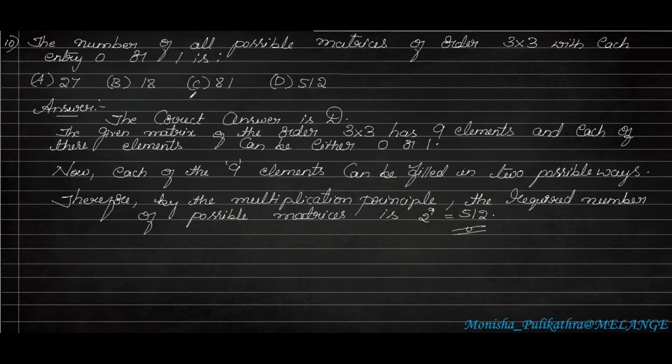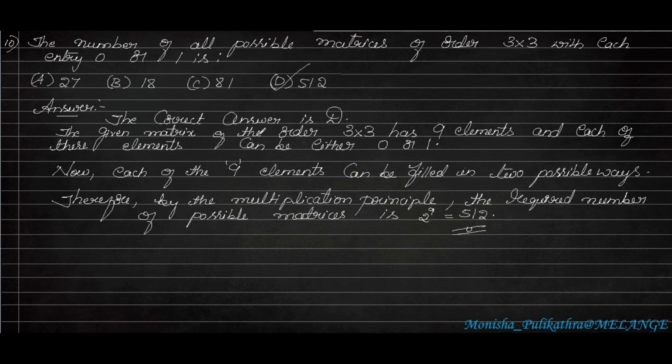Moving on to the last question of this session. Here, the number of all possible matrices of order 3 into 3 with each entry 0 or 1 is. Okay, there will be a 3 into 3 matrix, 3 rows and 3 columns, whereas each entry of it will be either 0 or 1. So we have to find out how many possible outcomes there will be. So here the correct answer is D. So D is the correct answer.